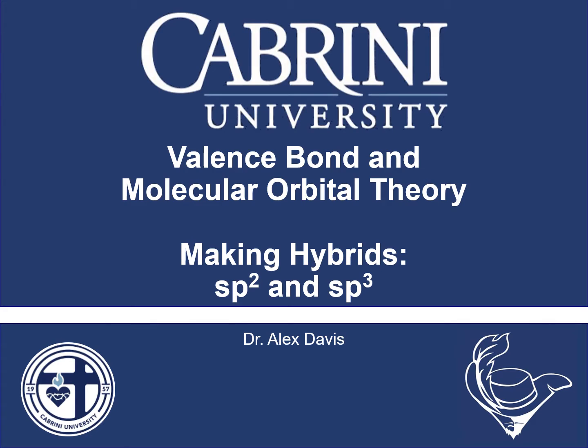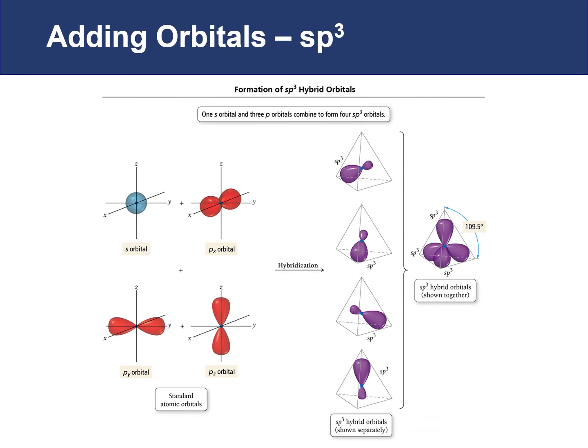In this video, we will be talking about the sp2 and sp3 hybridized orbitals. When we add together an s orbital with the px, py, and pz orbitals and hybridize the four orbitals, we get back four hybridized orbitals that here are displayed one at a time. When we put all of them together, we get a shape that looks like this.